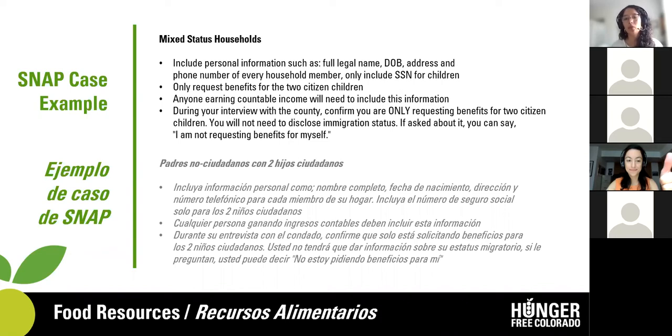In the application, there will be the option of selecting to receive benefits only for the children that are citizens. You should also include the name, birth date, and social security number for each child. After sending the application, they should also await the interview, and during the interview, they can clarify and mention to the technician that they're only applying for benefits for their children, and then proceed with the questions from the technician.